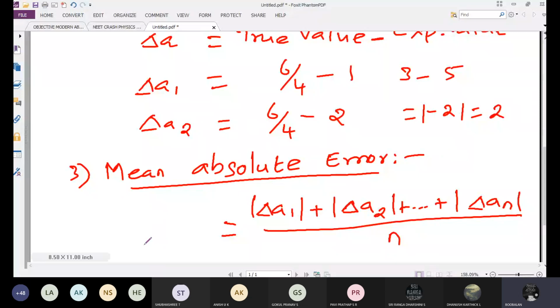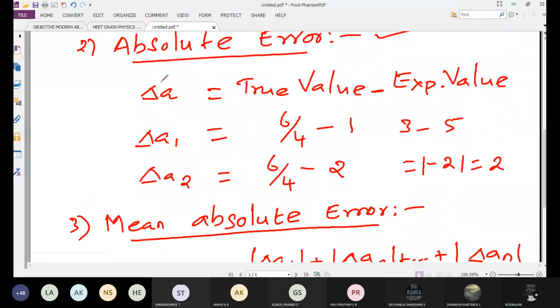This is del A bar. Otherwise, we take this one as del A bar. And this is del A.